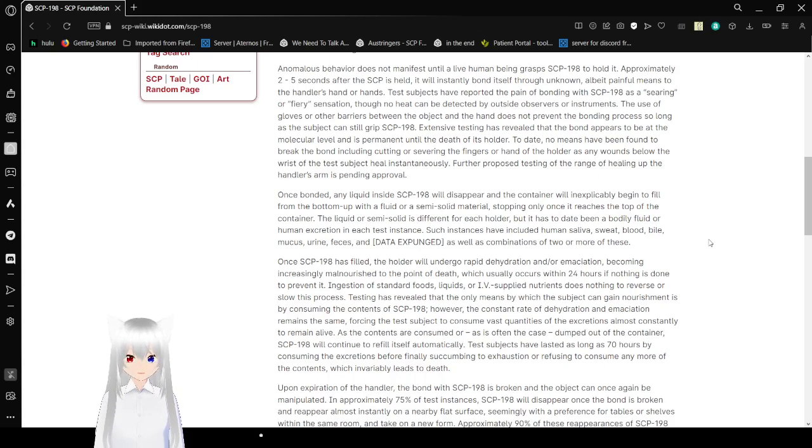SCP-198. Extensive testing has revealed that the bond appears to be at the molecular level and is permanent until the death of its holder. To date, no means have been found to break the bond, including cutting or severing the fingers or hand of the holder, as any wounds below the wrist of the test subject heal instantaneously. Further proposed testing of the range of healing up to the handler's arm is pending approval.